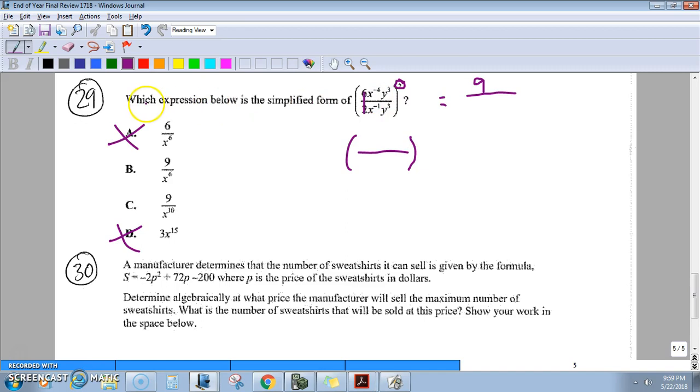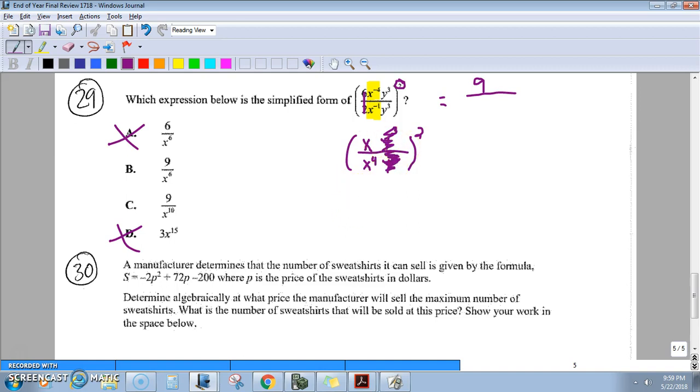So remember, a negative exponent means it's just on the wrong side of the fraction bar. So instead of x to the negative 4 over x to the negative 1, I'll just have x to the positive 1 over x to the positive 4. And then I have y cubed and y cubed. Y cubed and y cubed are exactly the same, so no matter what happens on the outside when we square it, that's just going to cancel out.